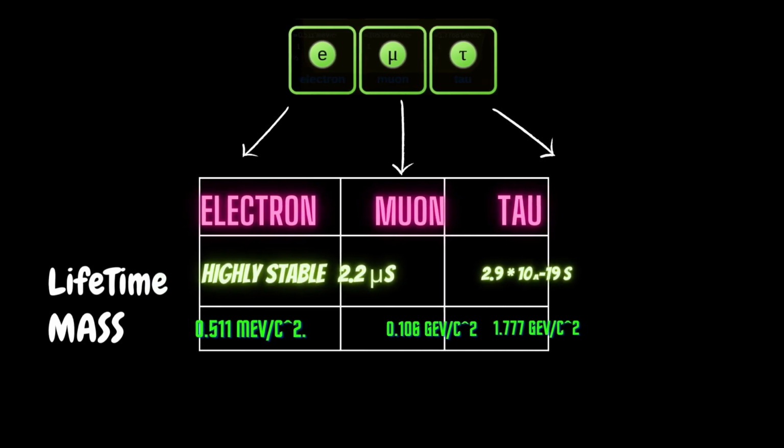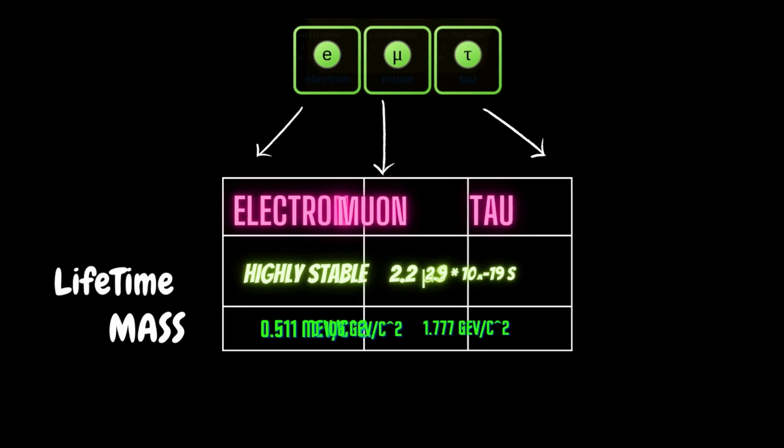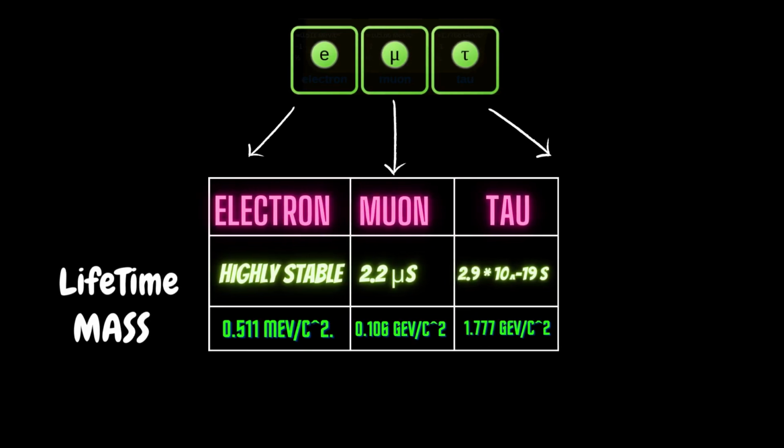There are 3 generations of electrons: electron, muon, and tau. Particles in different generations also have different lifetimes, with those in the first generation being the most stable and those in the third generation being the least stable. This is because the more massive the particle, the more prone it is to decay into lighter particles.